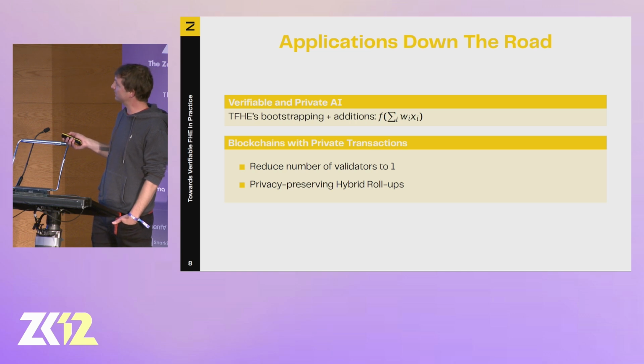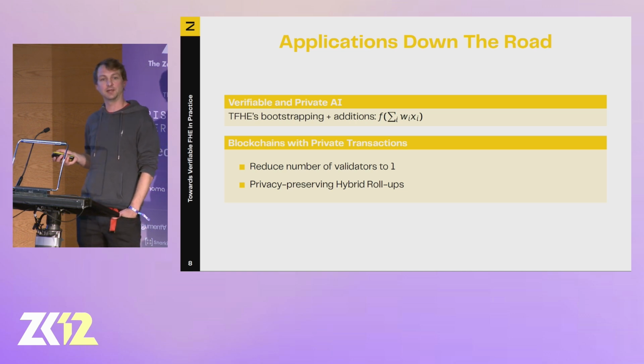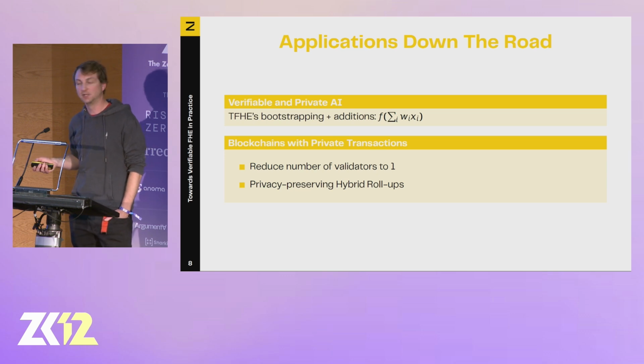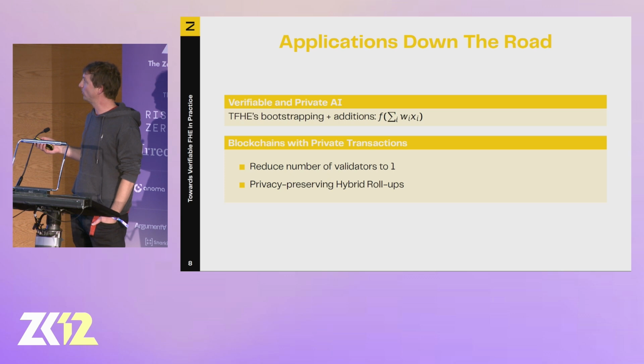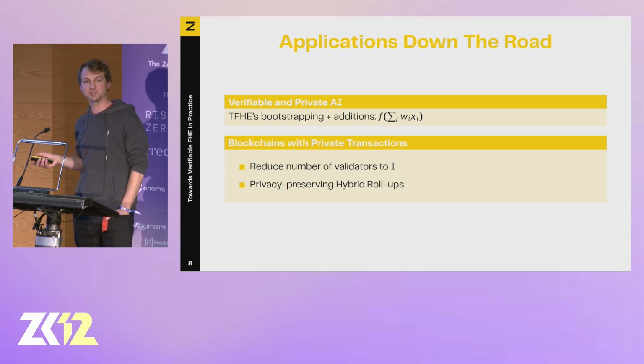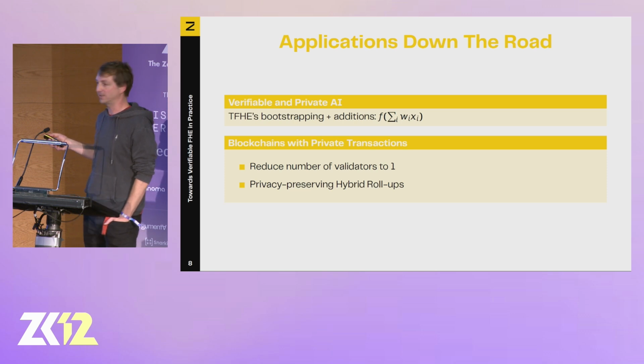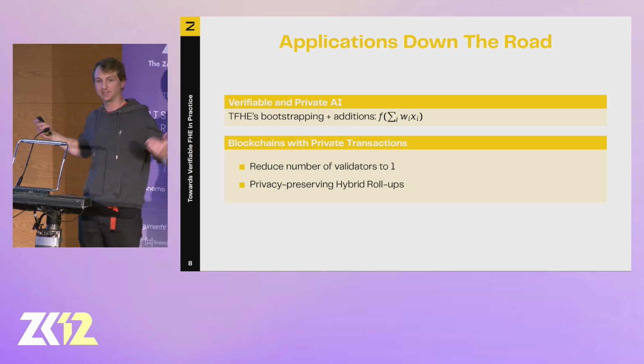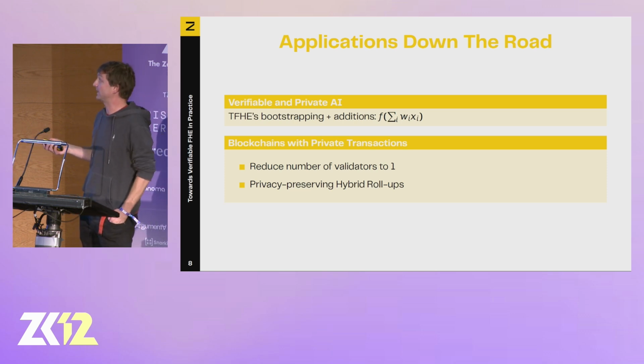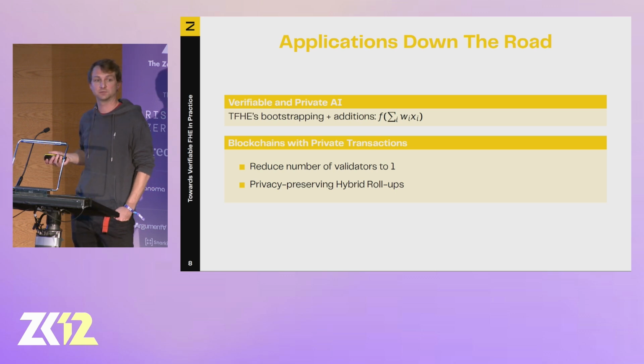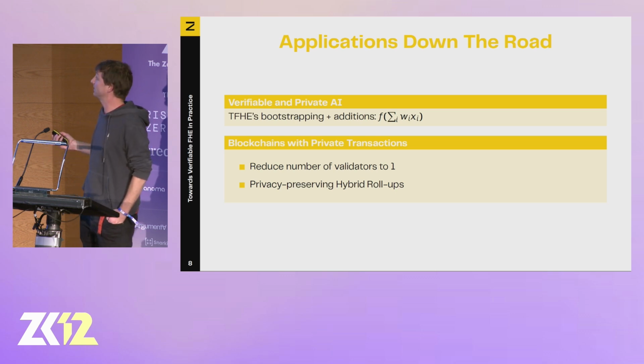And if you look at this kind of function, if you think of F as an activation function, well, you've got a neuron, like in a neural net. So it doesn't take too much imagination to see that maybe at some point we'll be able to actually prove neural nets, which would enable verifiable and private AI, which would be very cool, I think.